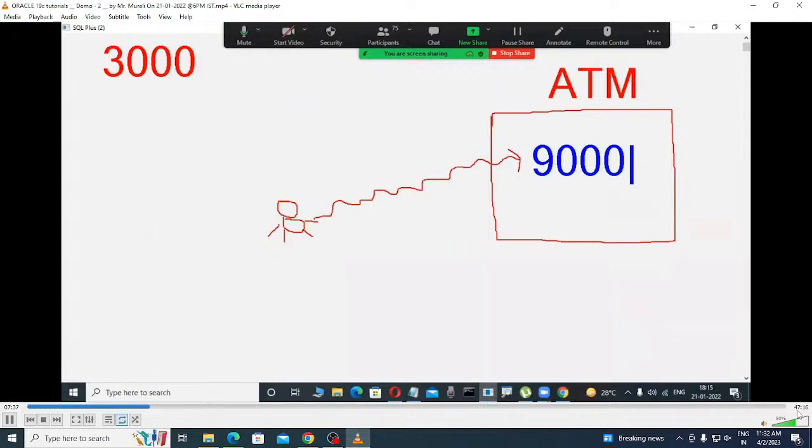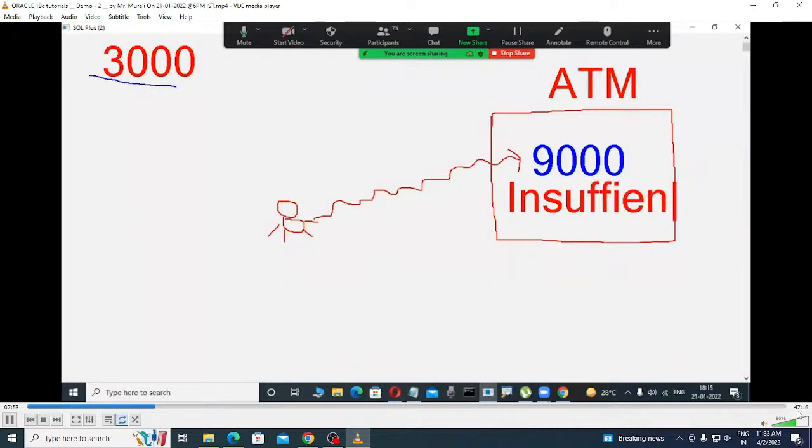No. Here my balance is 3,000, so how can I get it? Okay, so 9,000 rupees is impossible. In this case, it will give a message. You observe on your ATM machines that some message is displayed, such as insufficient funds.